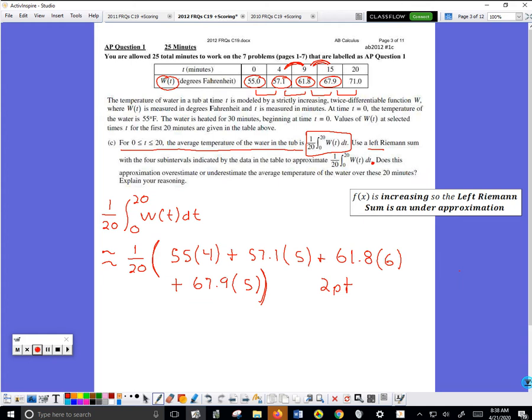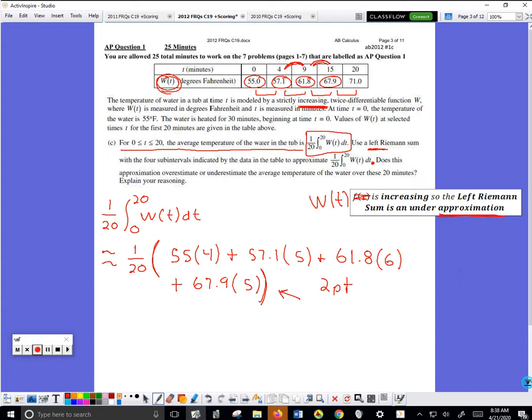Does this approximation right here, this approximation here, does this approximation underestimate the average temperature of the water over those 20 minutes? Overestimate or underestimate? So in the golden notes, there's a box on the back to help me remember this. In this case, W of t is an increasing function. When W is increasing, the left Riemann sum is going to be an under approximation.